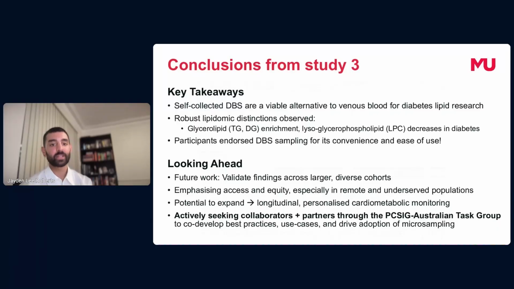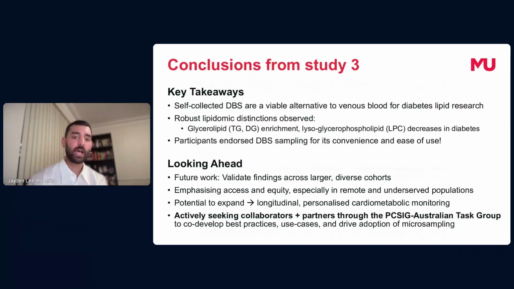There's robust lipidomic distinctions observed in different lipid subclasses, and participants really happily endorsed the DBS sampling for its convenience and ease of use. So the future from here, looking ahead, is validating the findings across larger, more diverse cohorts, emphasizing access and equity, especially in remote and underserved populations, and the potential to expand to more longitudinal collections, particularly with the ability to perform more frequent sampling using microsamples.